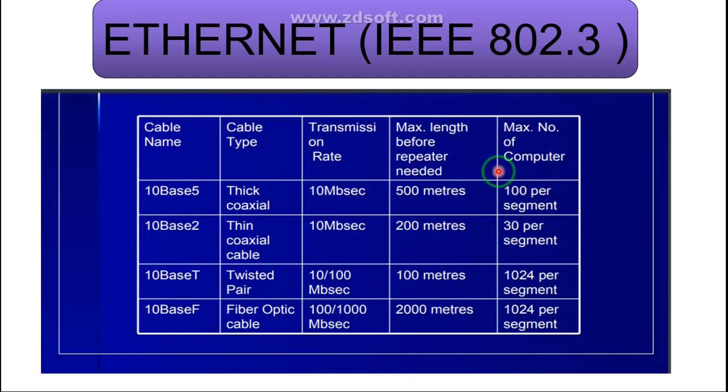This is the summary of the Ethernet categories, that is 10Base5, 10Base2, 10BaseT and 10BaseF. The second column tells you which cable we are going to use. The third column tells you the data rate. The fourth column tells you the maximum length of the cable before a repeater is needed, and the maximum number of computers you can join per segment. So let's start one by one.